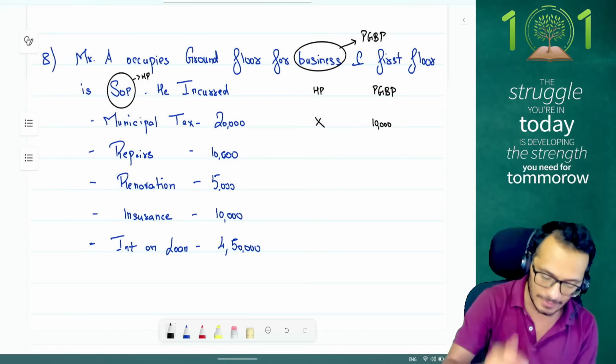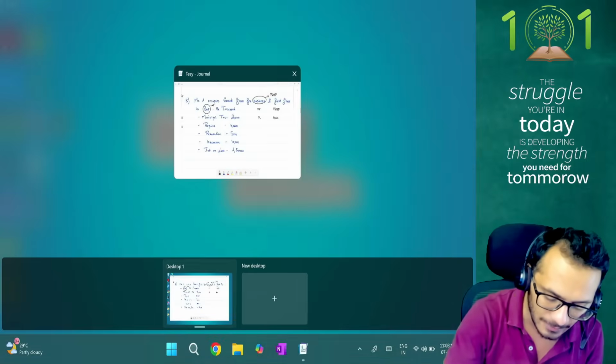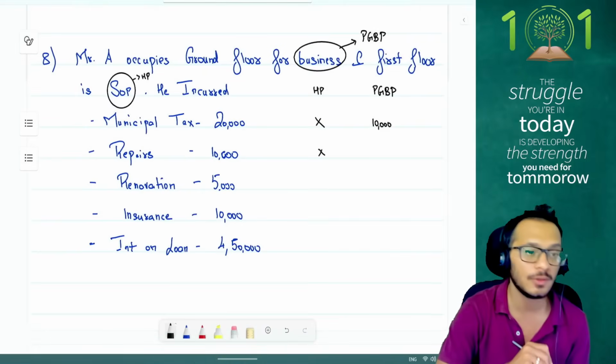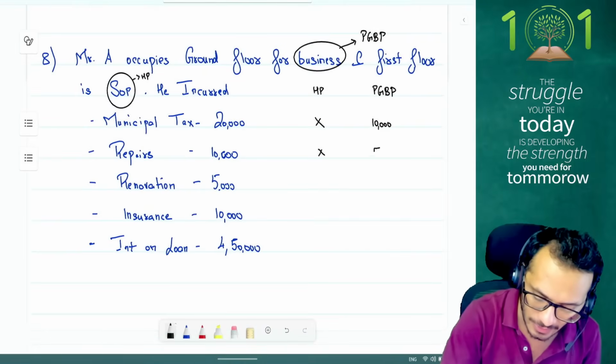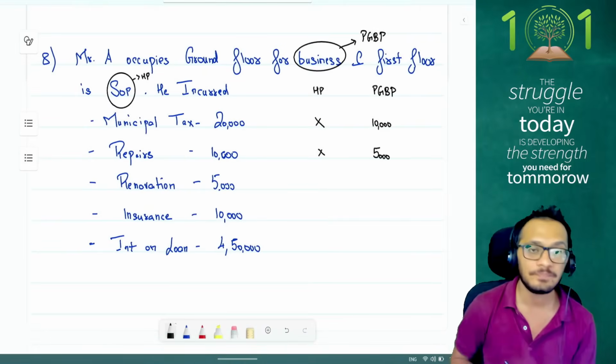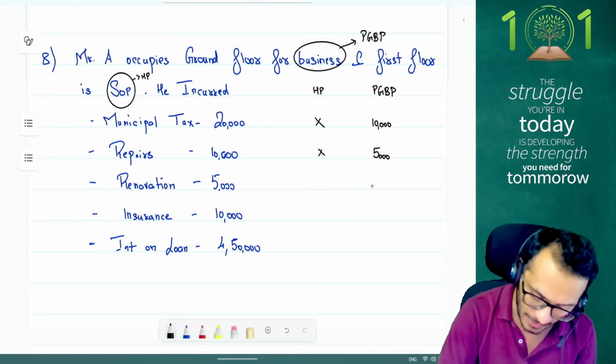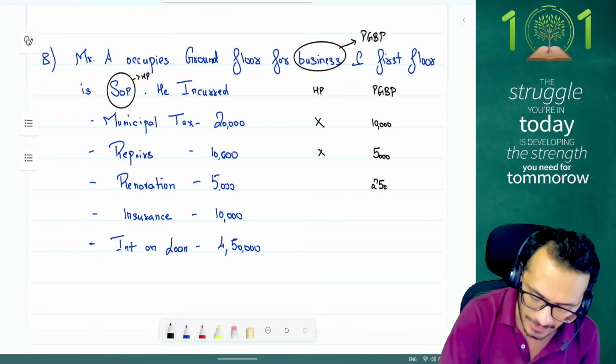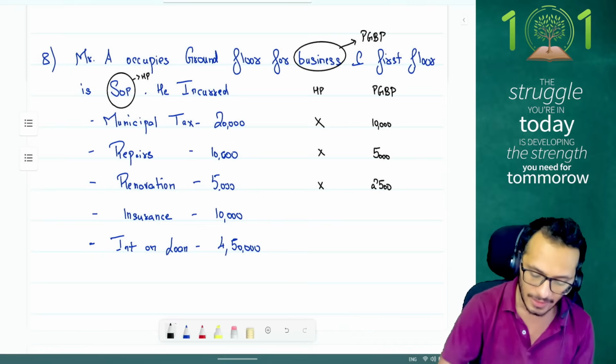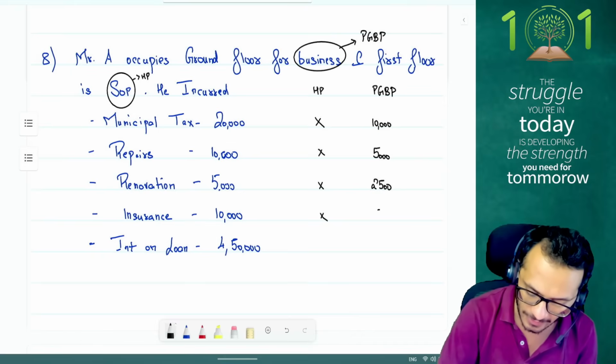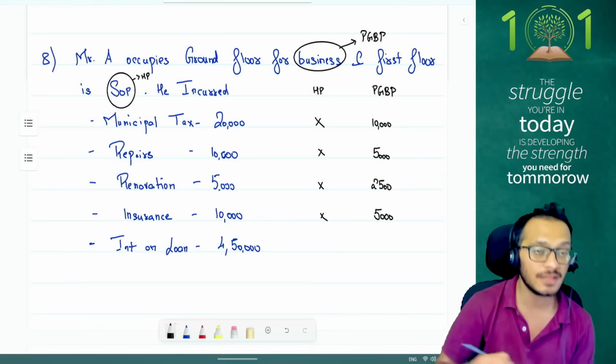Yes or no? Similarly, when it comes to repairs, nothing can be claimed under HP because there is no concept of claiming repairs under HP. But the 5,000 can be claimed under PGBP. Renovation is the same: I will get 2,500 under PGBP, nothing will come under HP. Insurance again, nothing will come under HP, 5,000 will come under PGBP. That is what you would have done.